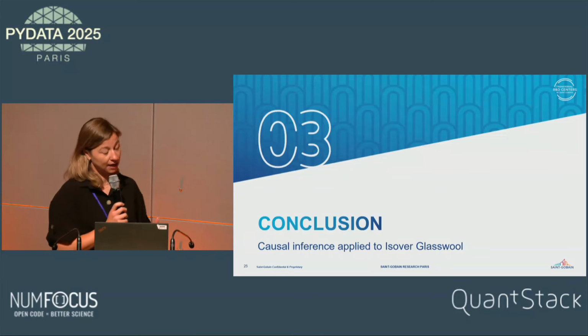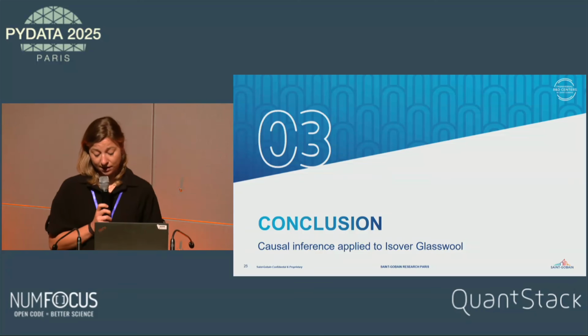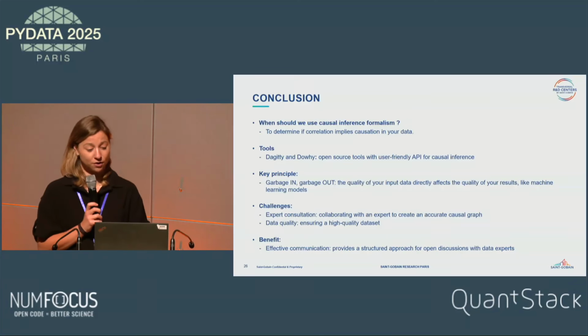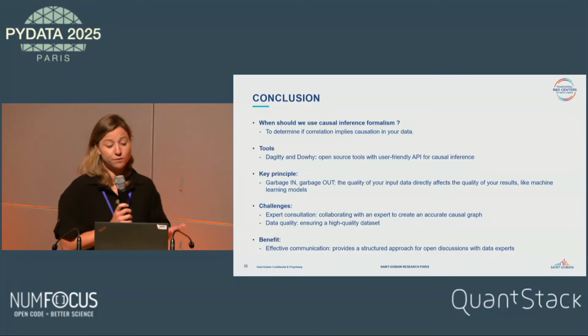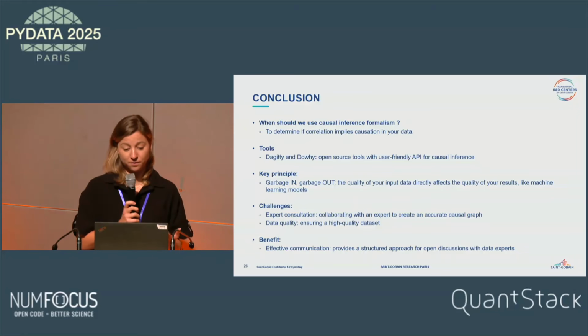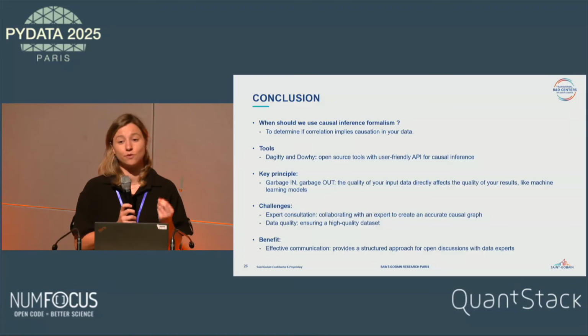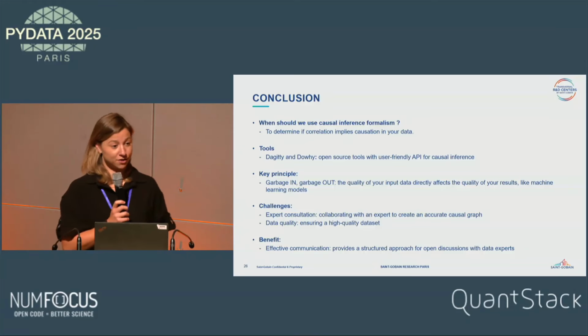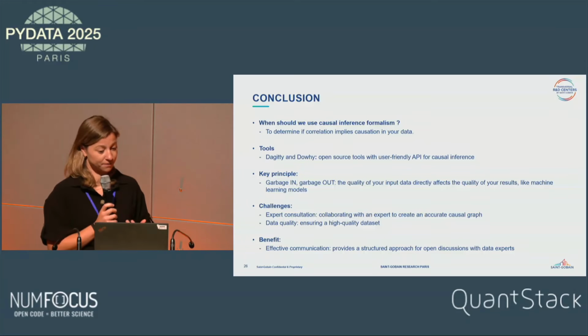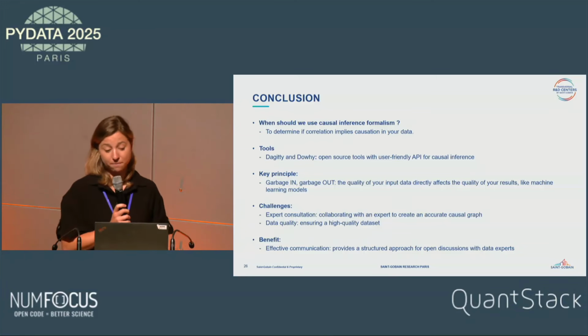So this is what we did, and our conclusion is about when we should use causal inference. Thanks to this study, we understood that if we want to understand if correlation implies causation, we can use causal inference. DAGitty and DoWhy we strongly recommend. They have a user-friendly API that you can use for causal inference.